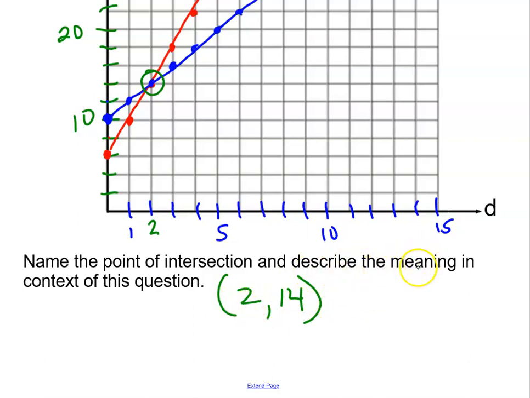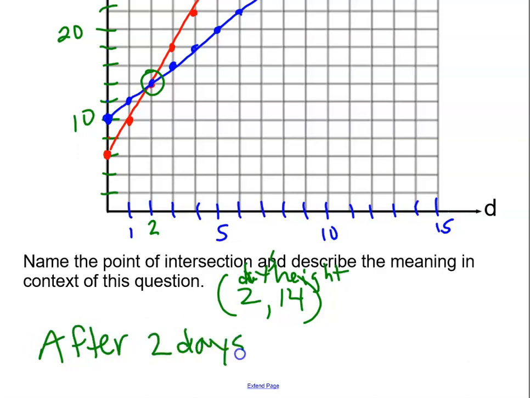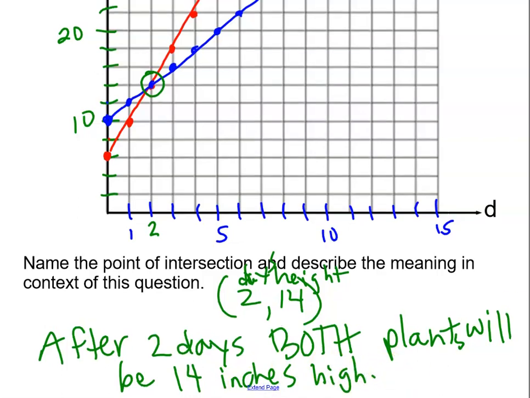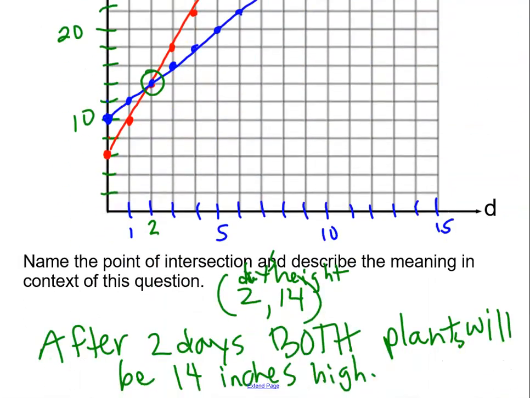Now I have to earn my other point by describing the meaning. So remember, this is an ordered pair. And our axes were labeled as days and height, right? So you need to use these words in your description. So after 2 days, both plants will be 14 inches high. Let me go back and just double check it was inches, right? Yes. All right, so that is describing the meaning in context.